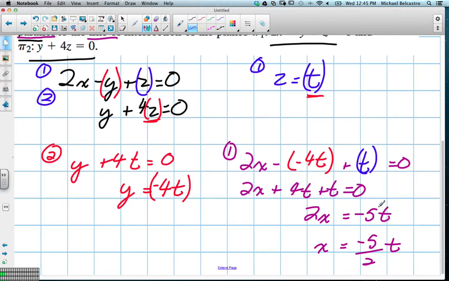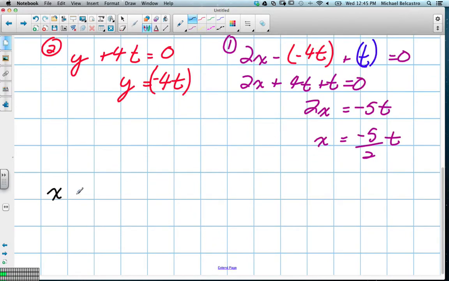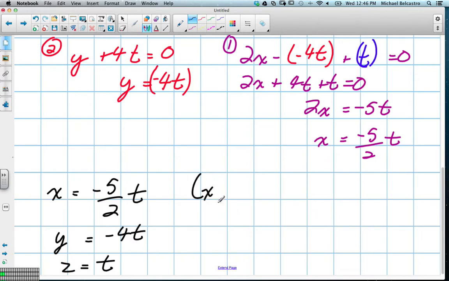So, this being the case, we now have in parametric form our x, our y, and our z. We'll rewrite them out. x is equal to negative 5 over 2 t. y is equal to negative 4t. And z was equal to t. Okay? So, let's put this into vector form so that we can relate it. We know we have our x, our y, and our z, which represent our line, vector r. What is the point here? Or what is a point on this line?